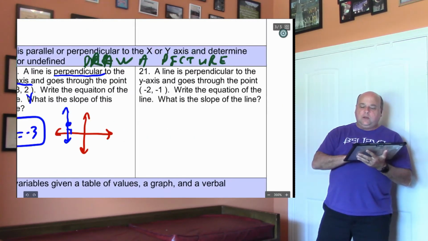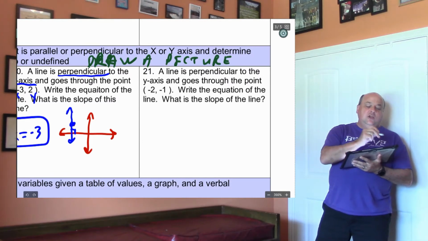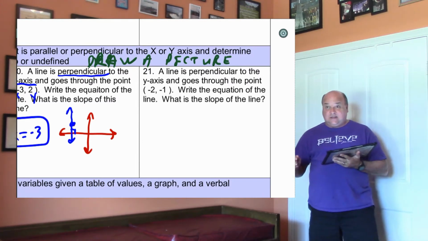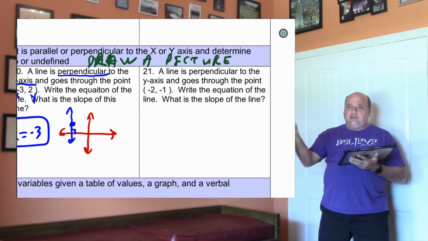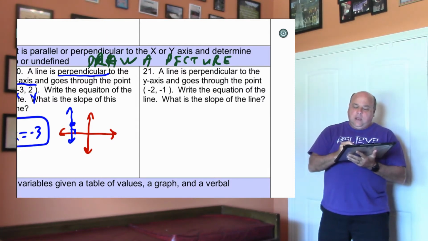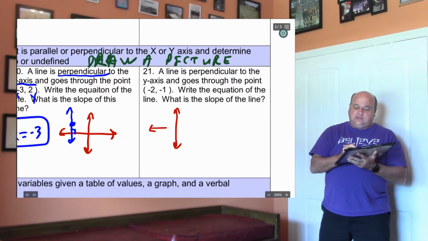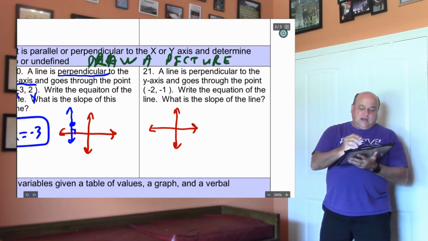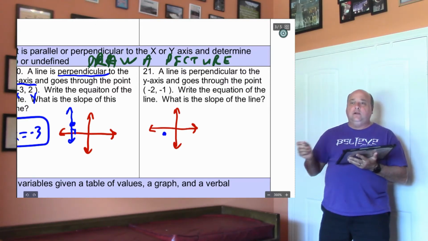Let's go to number 21. Hopefully you get this right. You will probably have a problem like this on your test. Draw the picture and draw what they're wanting. Okay, so draw an xy axis. Put the dot at -2, -1, which is down here, right?